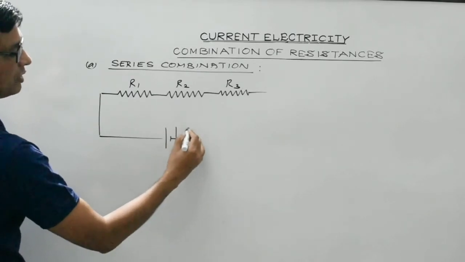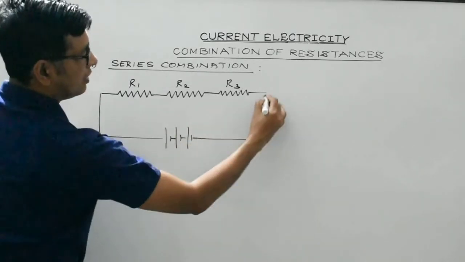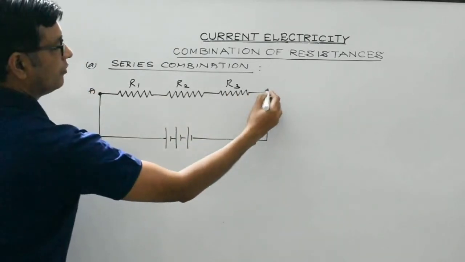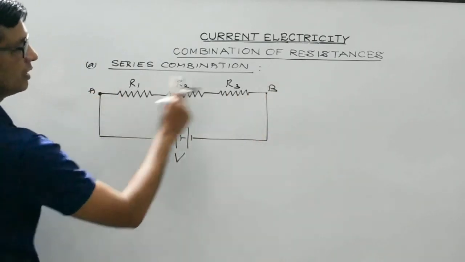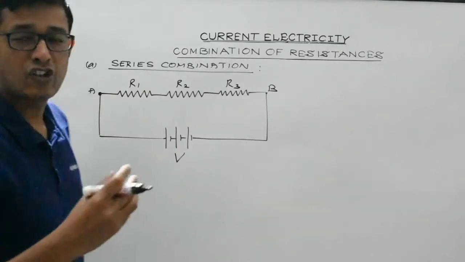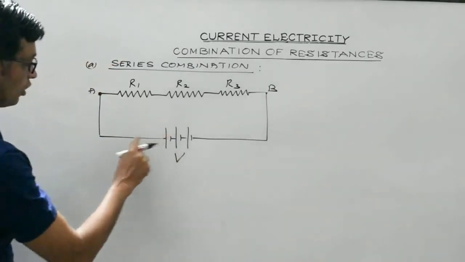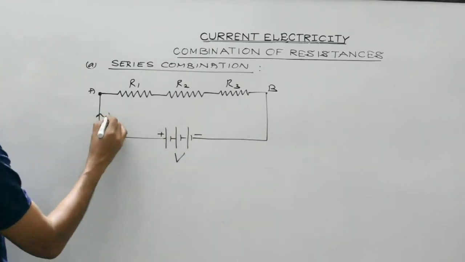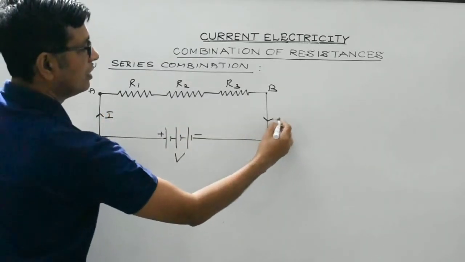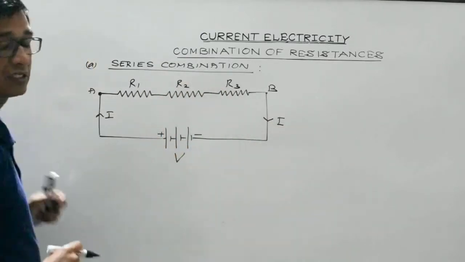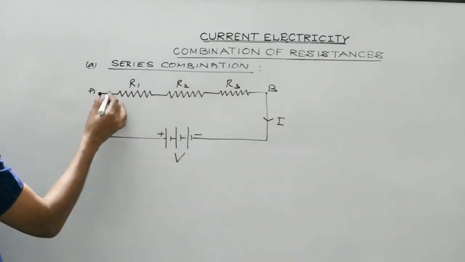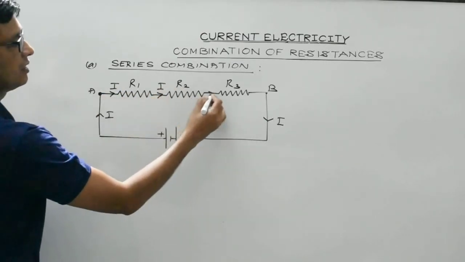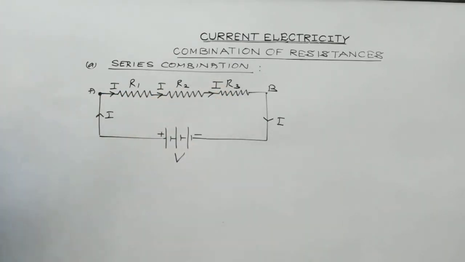Combination cell, as you are aware, it's a battery and it provides a potential difference of say V between the points A and B. The conventional current is always from the positive terminal to the negative terminal. So the current would be like this. Again I repeat, when the resistors are connected in series, then the current flowing across each of the resistors connected in series must be constant, right?